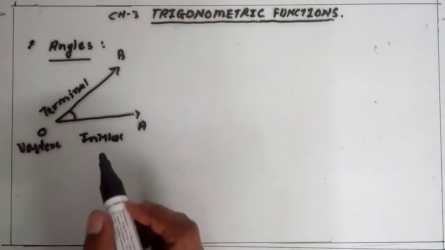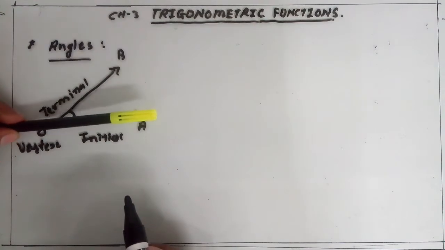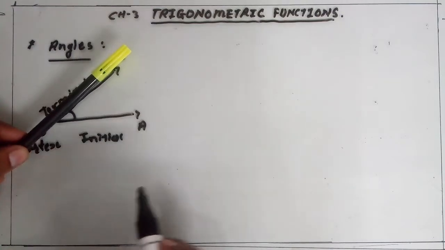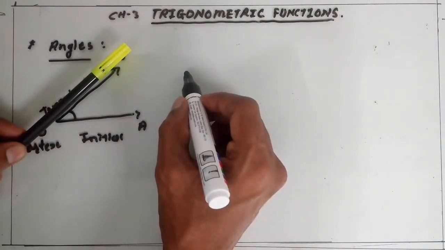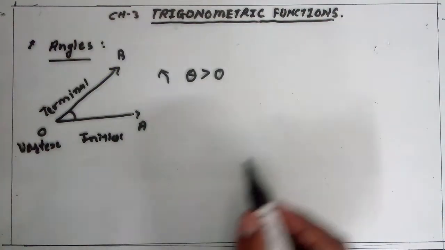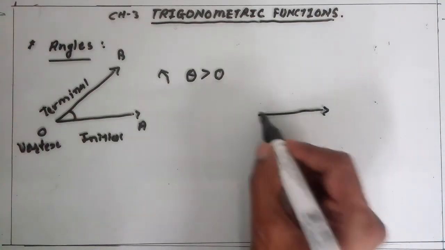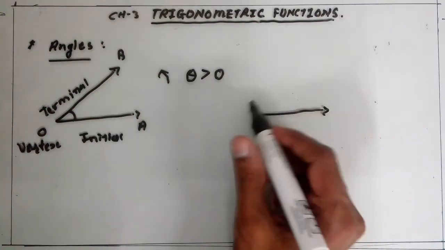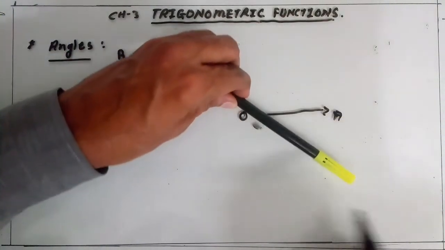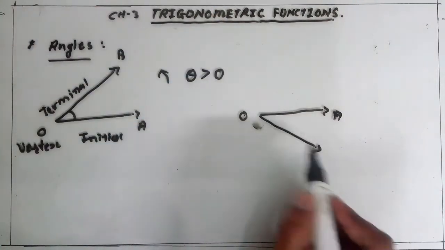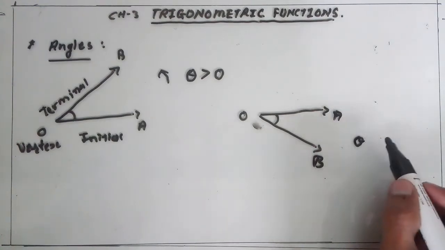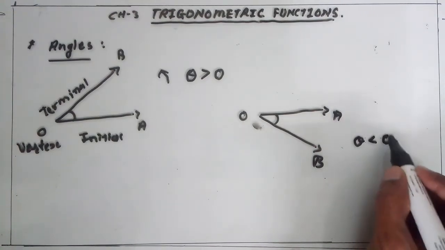If we rotate this ray OA in an anti-clockwise direction, then the measure of the angle is always positive. That is, the angle is positive. And if we rotate this ray OA in a clockwise direction, then the measure of the angle is negative. Clear?